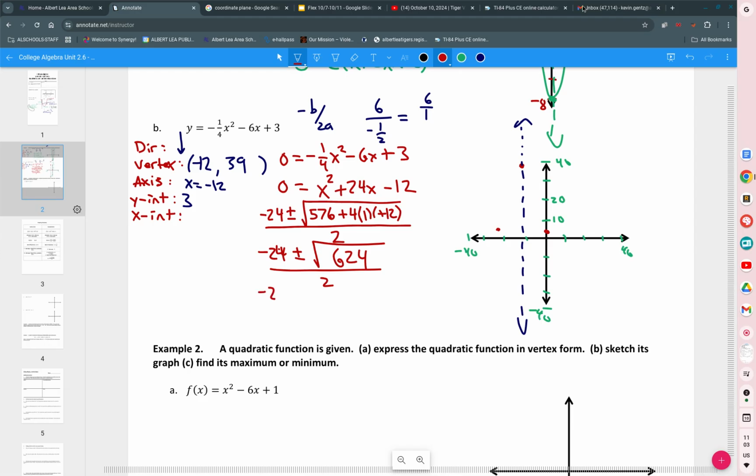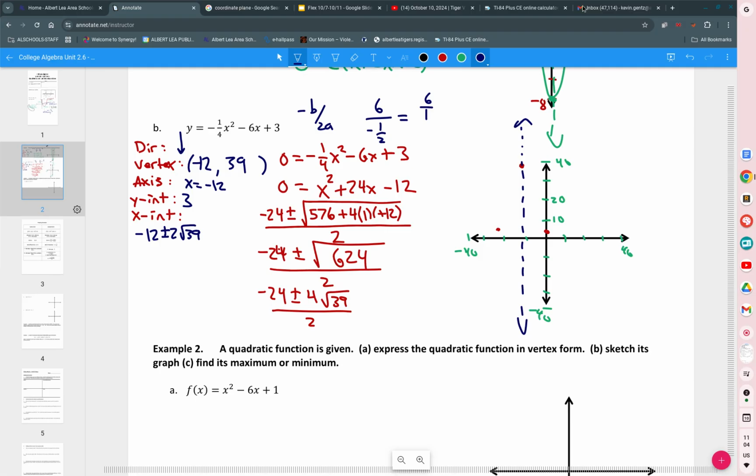So we have negative 24 plus or minus. If I take out the root of 16, what are we left with? 4. 4 roots of 39, all divided by 2. Are negative 24, 4, and 2 all divisible by the same number? Yeah, 2. So we divide them by 2 and we get negative 12 plus or minus 2 roots of 39. So that's the simplest radical form.